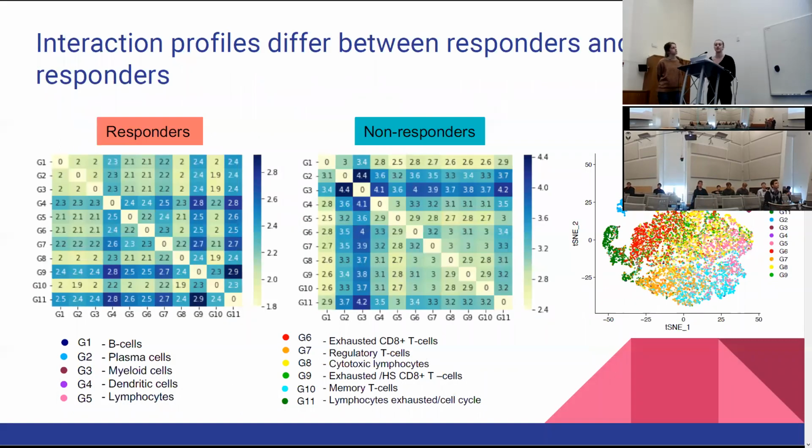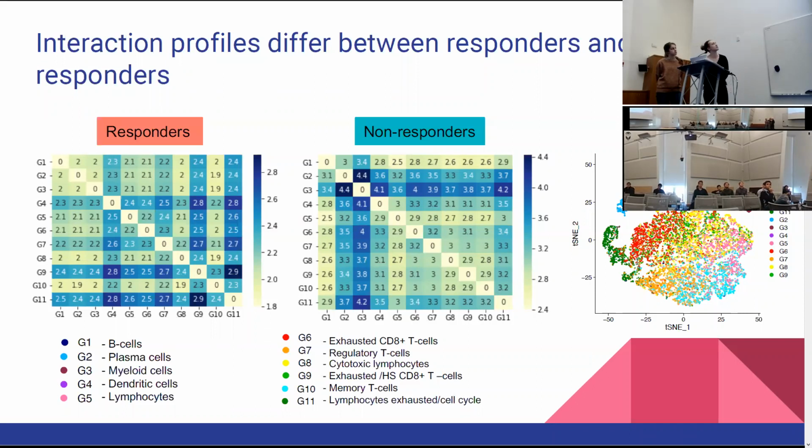So the first aim was creating interaction profiles for responders and non-responders. We first started by clustering based on cell type using T-SNE plots. There are two B-cell clusters, two myeloid clusters, and 7 T-cell and NK cell type clusters. And then the interaction profiles between the responders and non-responders are drastically different, as you can see.